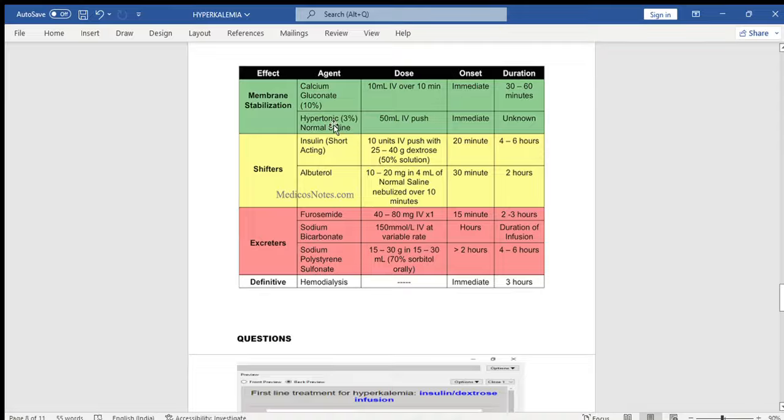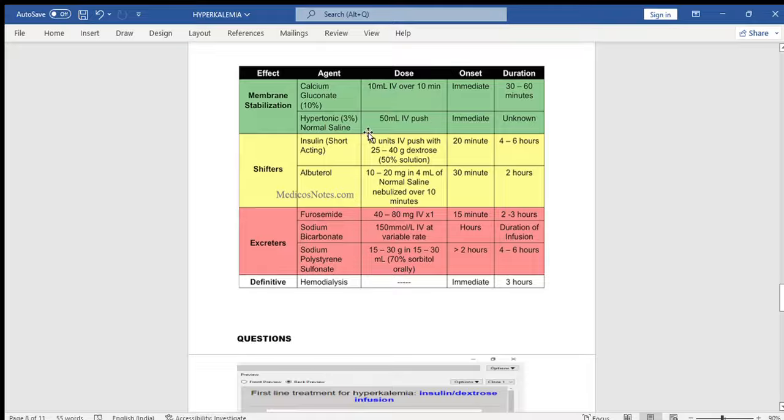The other thing that can be done is give 3% normal saline, also called hypertonic saline, which has a high amount of sodium, 50 ml rapid IV push. Again, this also acts in a fraction of a second. Duration is unknown. Next, we need to ensure that we shift this potassium, because there's too much potassium. We need to push this potassium out somewhere, or shift it till we are able to excrete it. In order to do that, we need to give insulin.